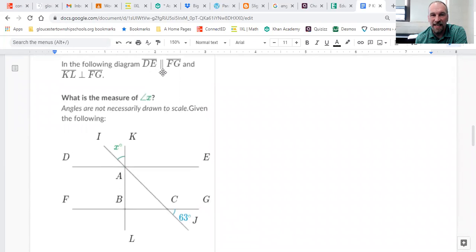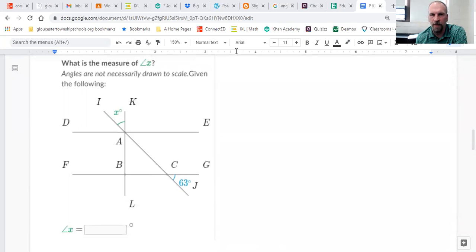Line DE and FG are parallel. So DE and FG are parallel. Okay, that's good. Create some alternate interiors, correspondings, that kind of thing. And KL and FG are perpendicular. There's the perpendicular symbol. So KL comes down here and forms a bunch of rights. That's going to help. That's going to give me some 90s. So you know what I'm going to do? I'm going to go in here and I'm going to fill in some 90s. KL makes a bunch of 90s. There's a 90 there. There's a 90 there.